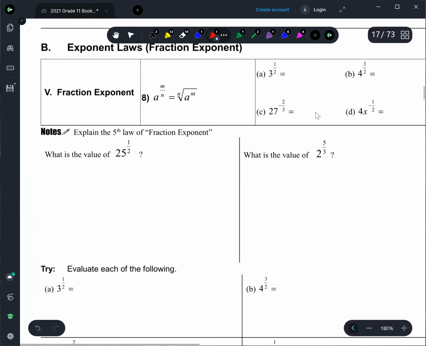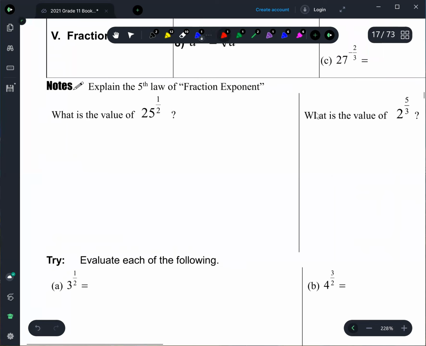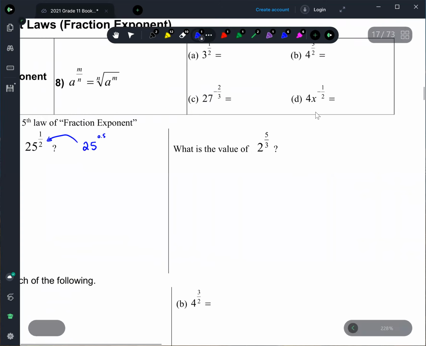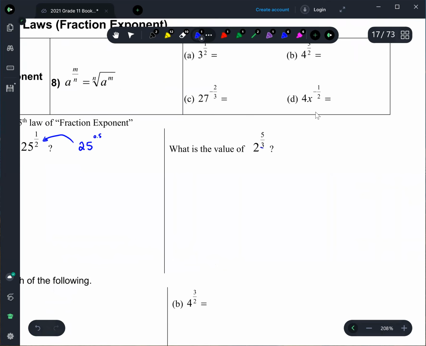So for example, the question here, 25 to the half. Sometimes in the question they will write it like 25 to the 0.5. So you could rewrite it as 25 to the half first before you begin. Okay. So here our goal is to figure out what to do if the exponent is a fraction or decimal. How do we find the answer? Same thing with this one, right? 2 to the 5 over 3. Because we never had an exponent as a fraction before.